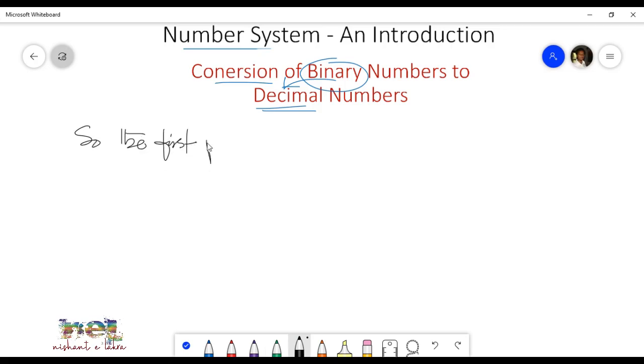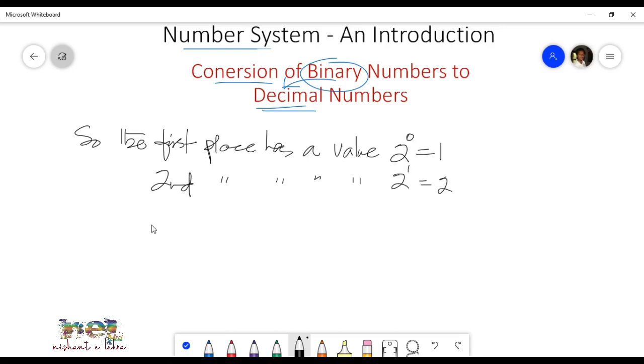So the first place has a value of 2 naught, which will be equal to 1, right? 2 naught is 1. The second place has a value 2 to the power 1, which will be 2. The third place has a value 2 to the power 2, which is 4.